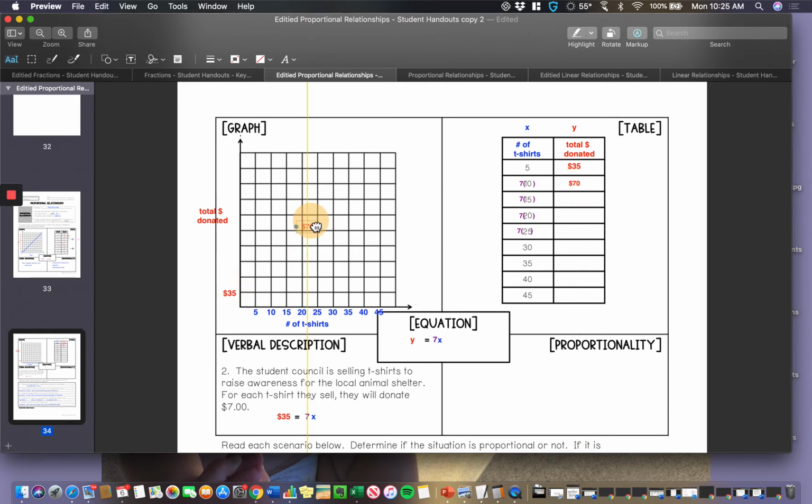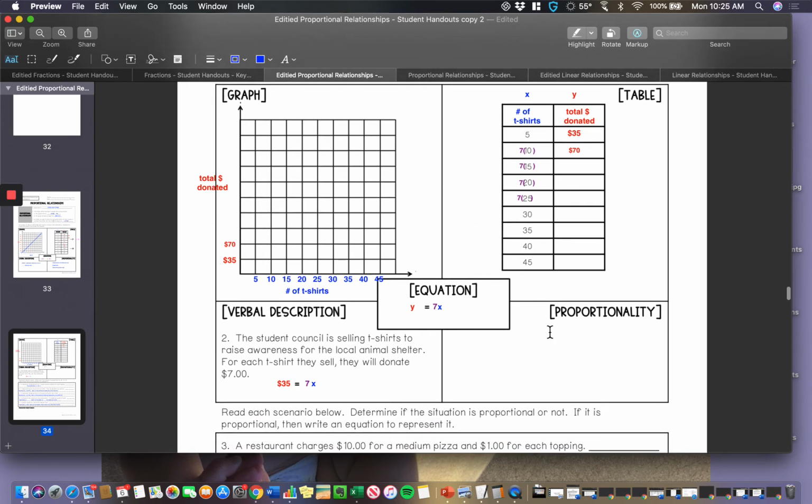and find out if the line is straight and passes through the origin. So it will be proportional, right? If it is a straight line, right? If it passes through the origin. And if the ratio of y divided by x is 7.